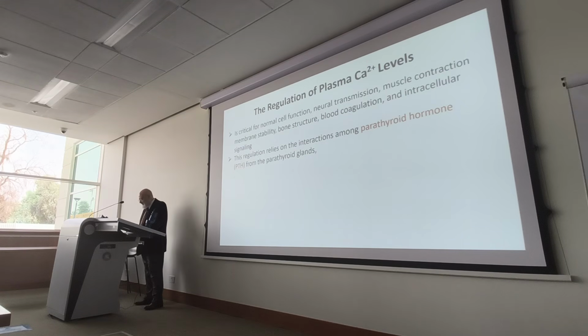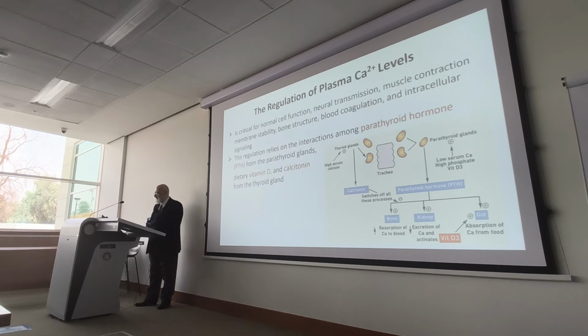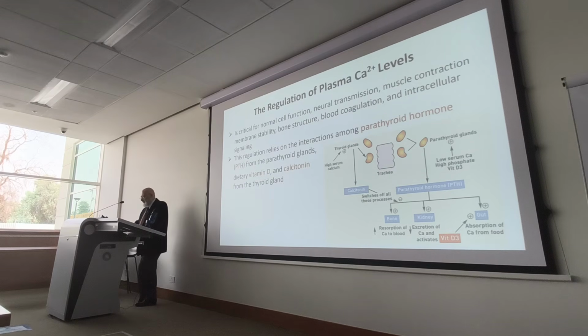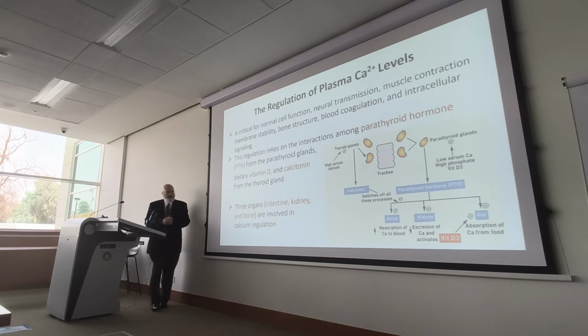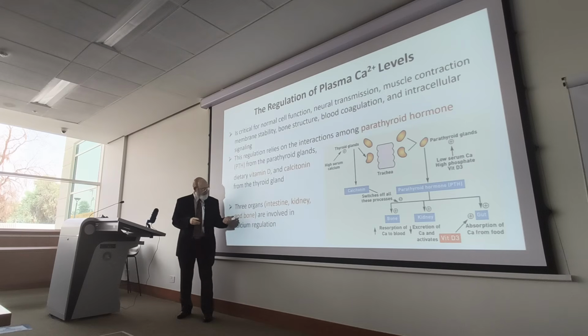Now, this regulation relies on three main factors that we'll be talking about over the next couple of lectures. The parathyroid hormone, the PTH, which comes from the parathyroid gland; vitamin D, which comes from the diet; and another hormone called calcitonin, which is secreted by the thyroid gland. We'll be discussing all three. And those three factors will target three organs: the intestine, the kidney, and the bone.